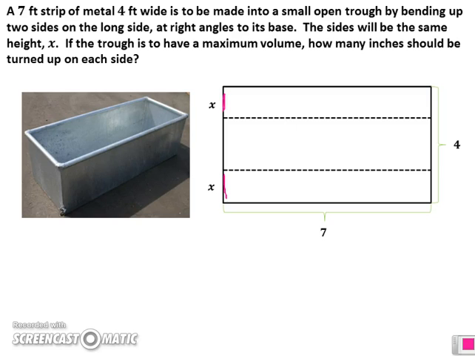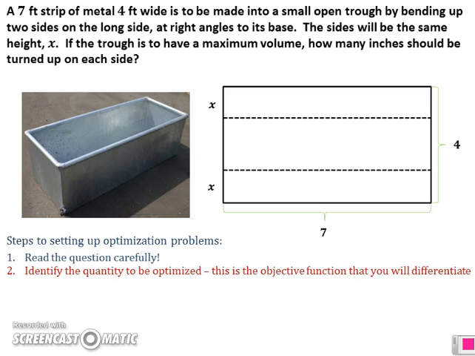So let's just talk about the steps of setting up these kinds of problems. You start by reading it real carefully. It's always important. Read it a few times. And you identify the quantity that needs to be optimized. That's going to be the objective function that you're going to differentiate, meaning we need a maximum volume in this case. So in this problem, the volume function will be what we need to find the derivative of because we need to find the maximum of that function.